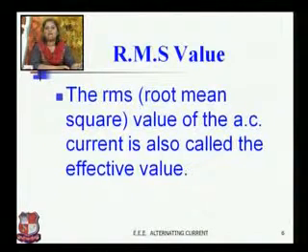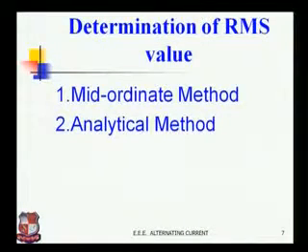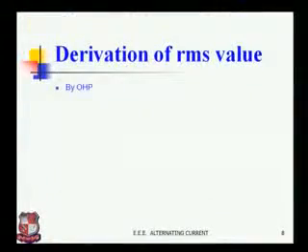Now the RMS value, which is the root mean square value of an AC current, is also called the effective value of the alternating current. Now, determination of RMS value. For determination of RMS value, two methods are available. First one is the mid-ordinate method and second one is the analytical method. So first of all, we will discuss the mid-ordinate method.